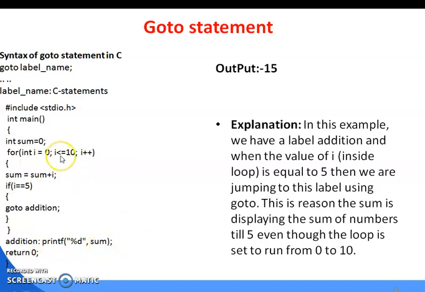Right? That means i equal to 0, i less than 10, okay, is fine, sum equal to sum plus i. That means 0 plus 0, 0. Next, i plus plus, 1, then 2, then 3, then 4, then 5. What is the result? Output is 15.